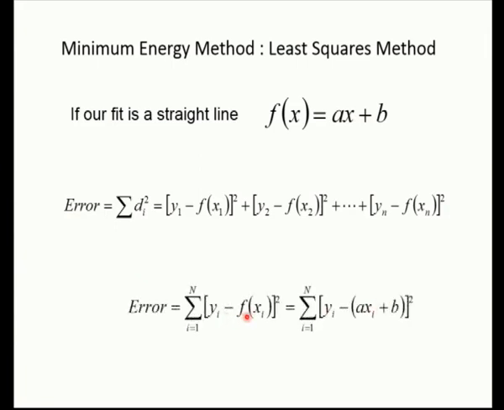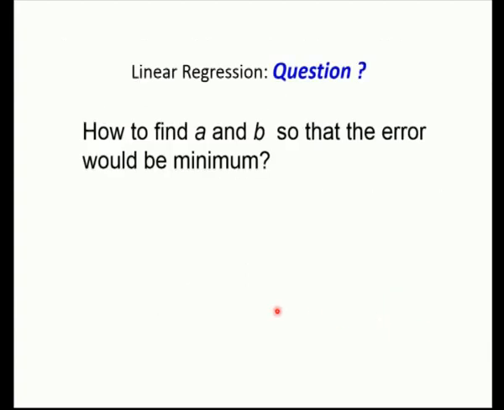Ultimately, I substitute the f value, it will be yi minus (axi plus b) whole squared. So, this summation 1 to n, from the first point to the last point, the distance between the point and the point on the line, that is the squared distance, that has to be minimized. Okay. How to find a and b so that the error is minimum?